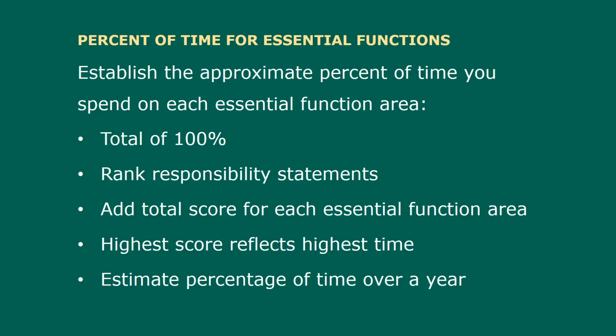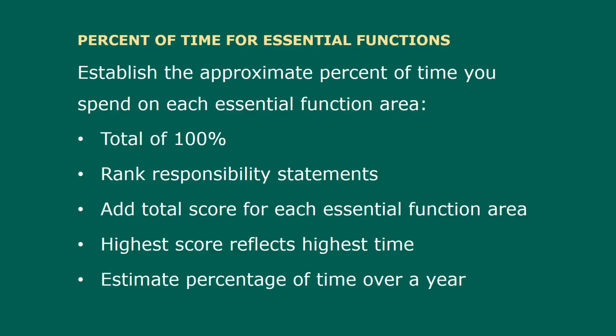After you've completed writing the essential functions and responsibility statements for your position using the KRA formula, establish the approximate percent of time the employee will spend in the essential function area. The total percent of time should equal 100%. Start by prioritizing responsibility statements, ranking each by order of importance. With each responsibility statement of your job description ranked, add up the total of the assigned ranking numbers under each essential function statement to attain a total score for that area or bucket.